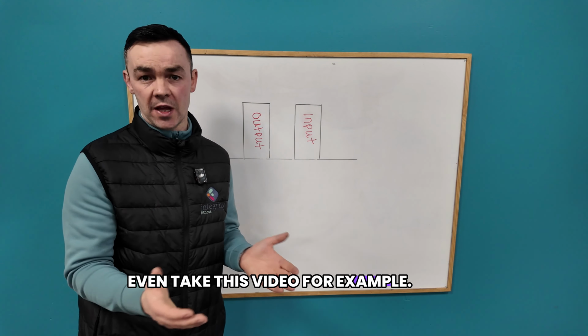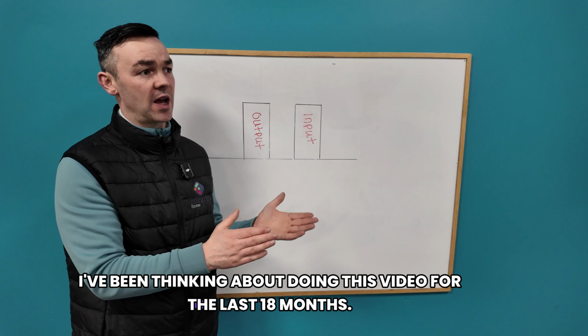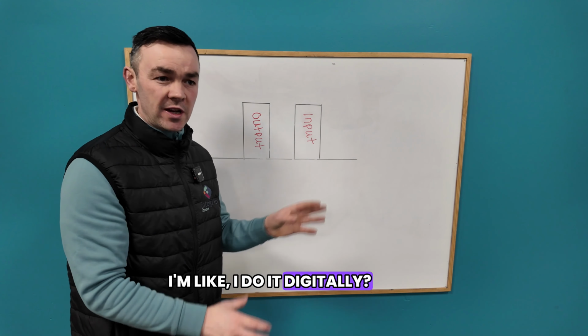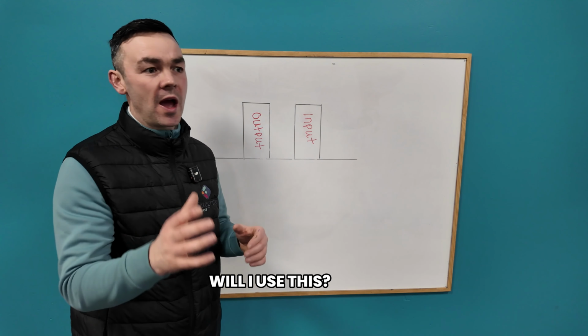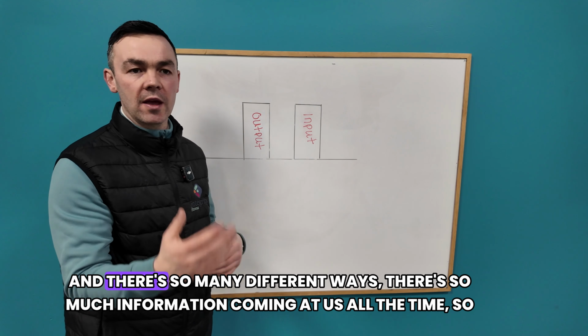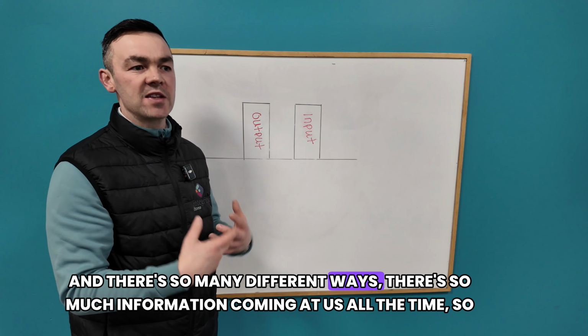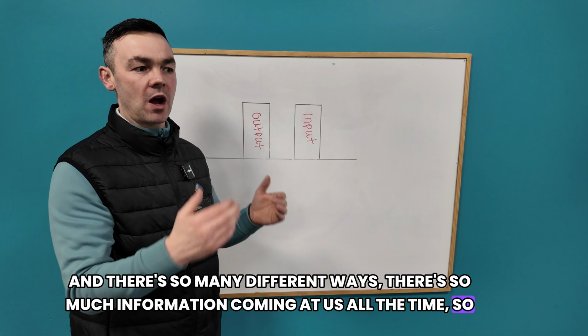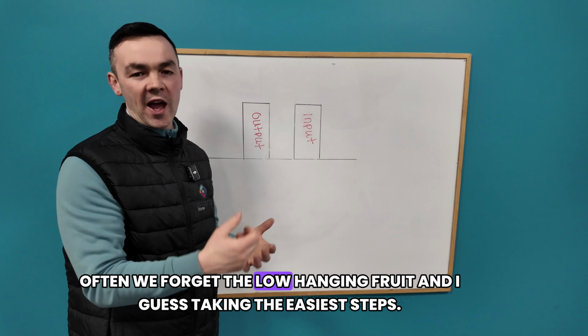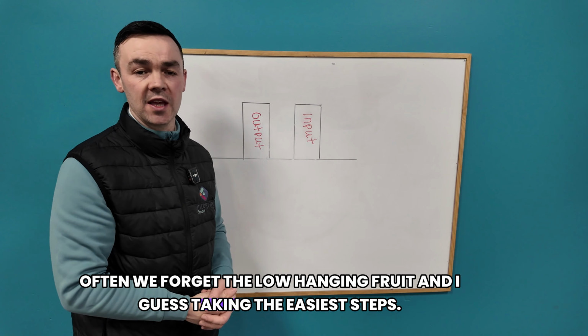Even take this video, for example. I've been thinking about doing this video for the last 18 months. I'm like, will I do it digitally? Will I use Canva? Will I use this? Or will I get someone in? And there's so many different ways. There's so much information coming at us all the time. So often we forget the low-hanging fruit and, I guess, taking the easiest steps.